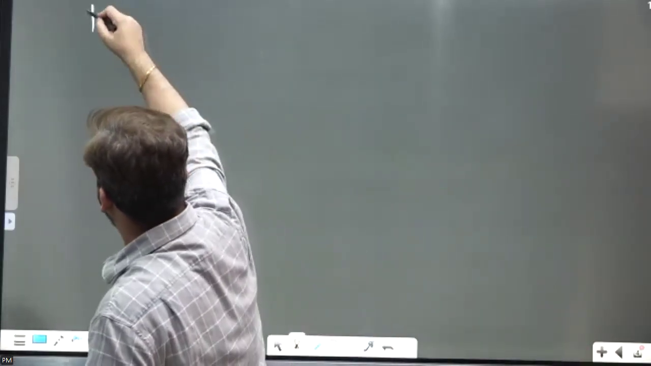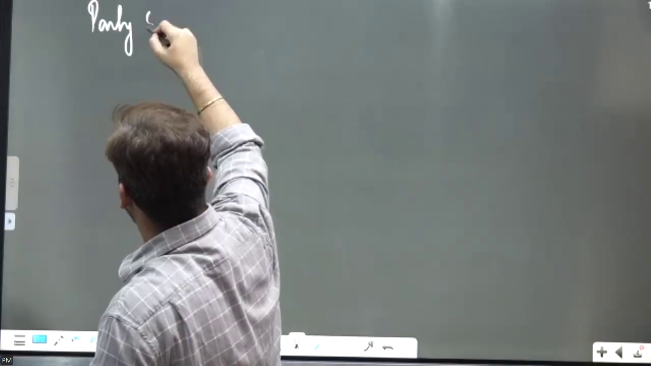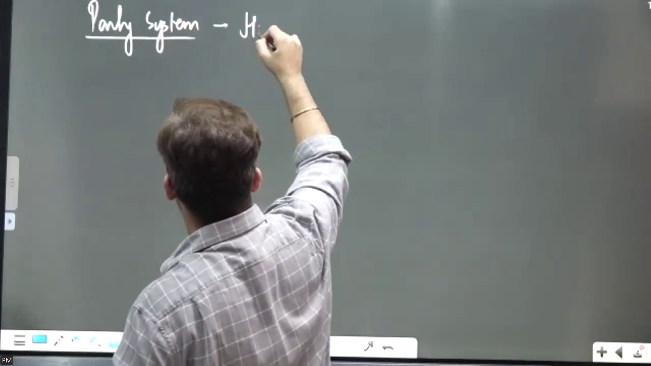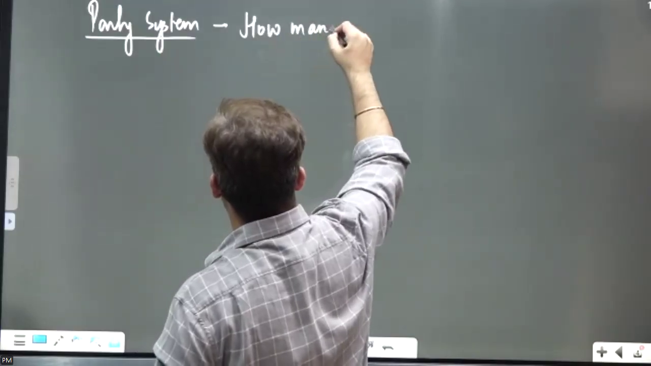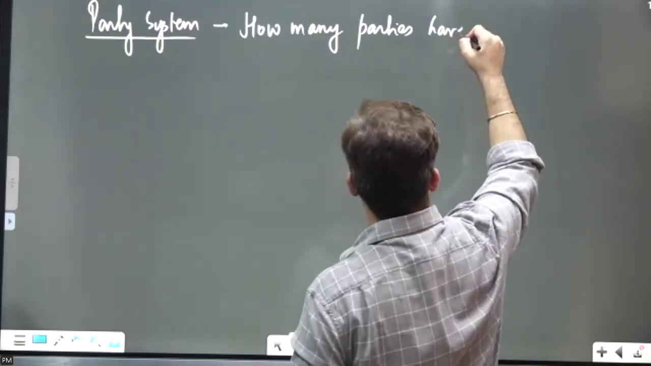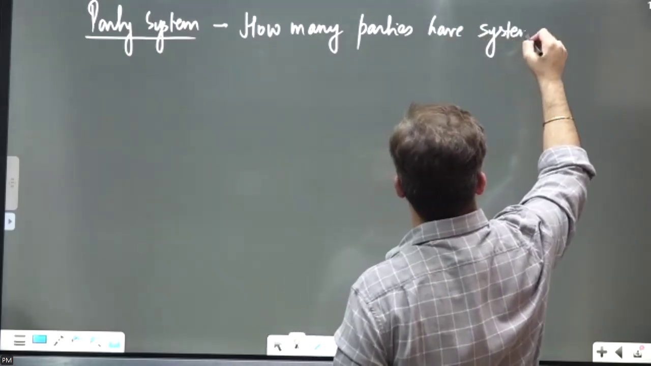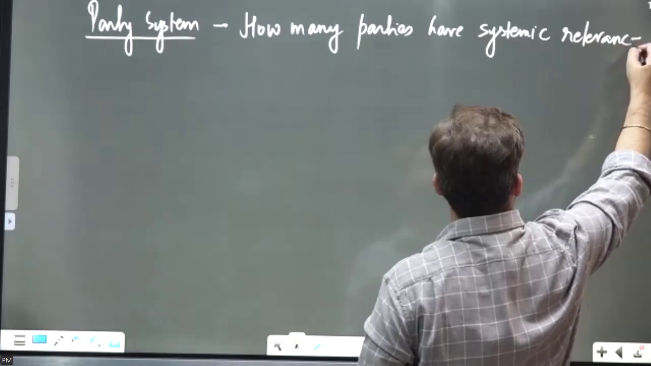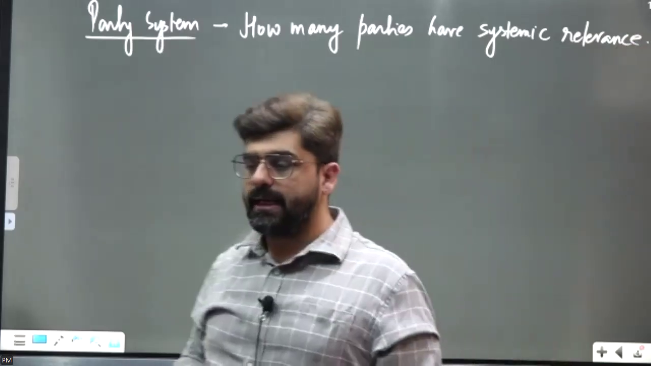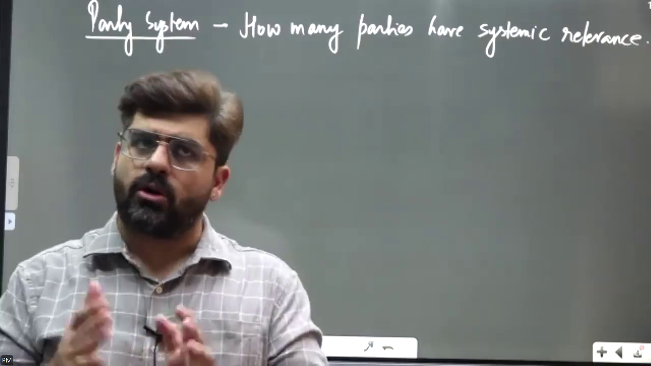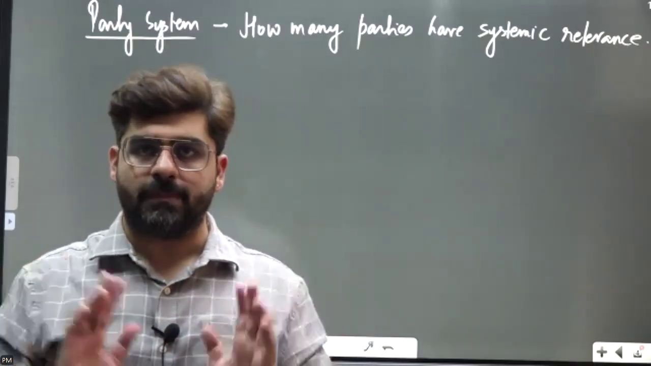The concept of party system is how many parties have systemic relevance. How many parties have systemic relevance? Systemic relevance means relevance from the perspective of the entire system. Okay, that is the meaning. Not all parties will have the same relevance.